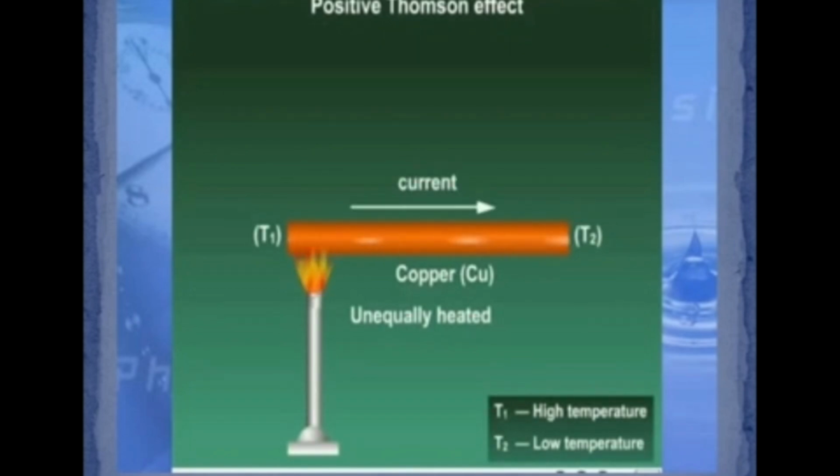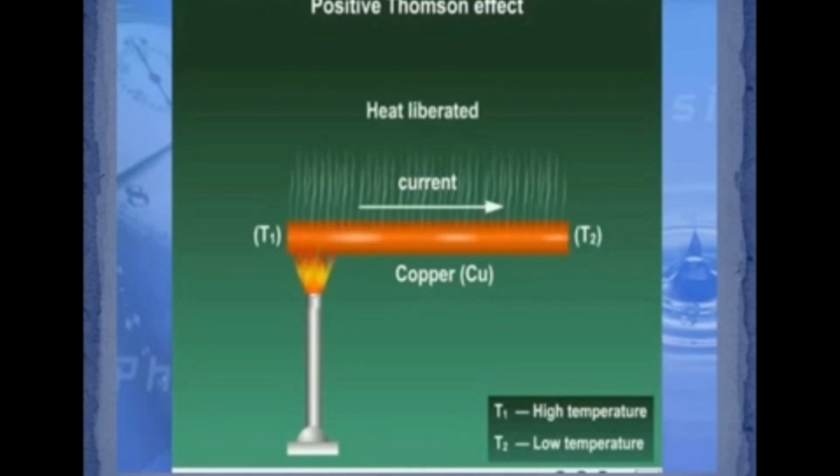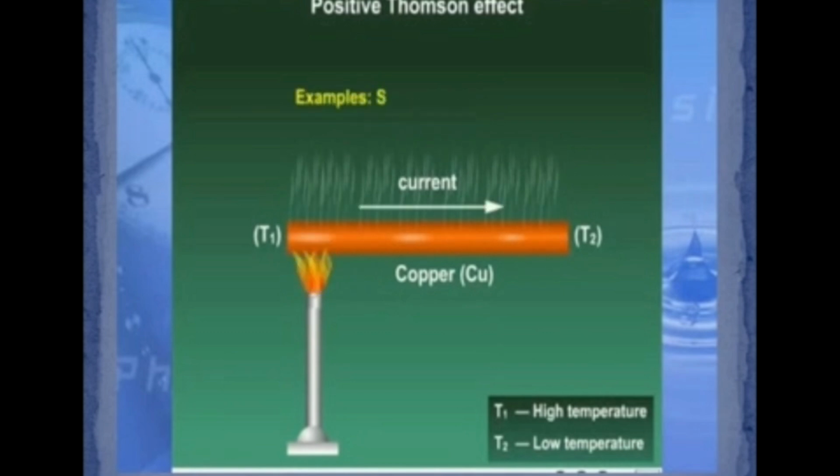So in an unequally heated conductor, heat is absorbed throughout the body of the conductor, and when the current flows through the conductor, heat is liberated throughout the body. Heat absorbed or evolved throughout the body of the conductor is called the Thomson effect. These are examples for the Thomson effect: silver, zinc, cadmium and antimony.